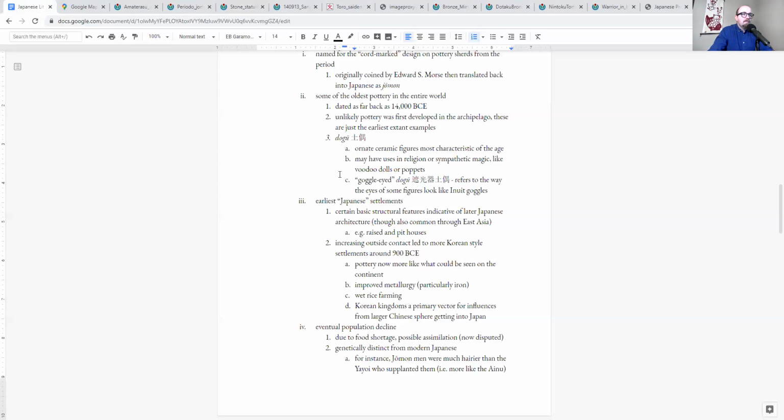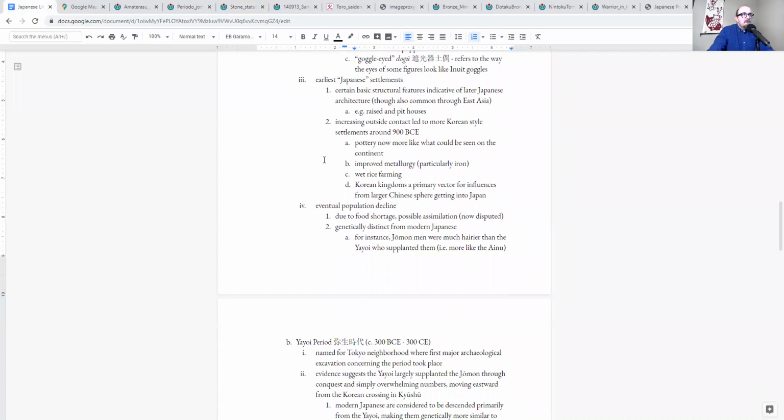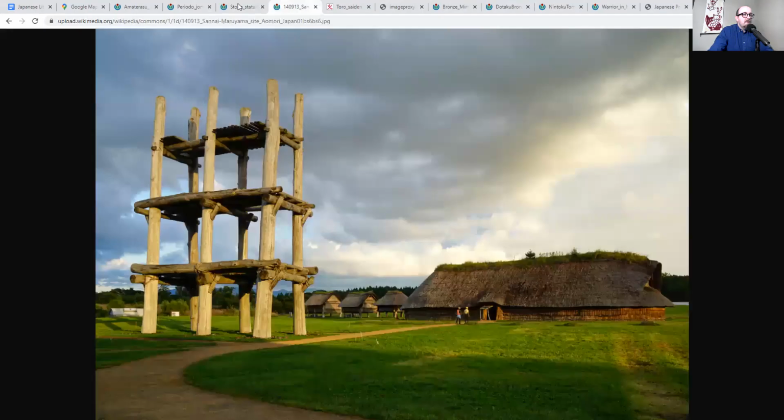The Jomon are also known for some of the earliest settlements in Japan.